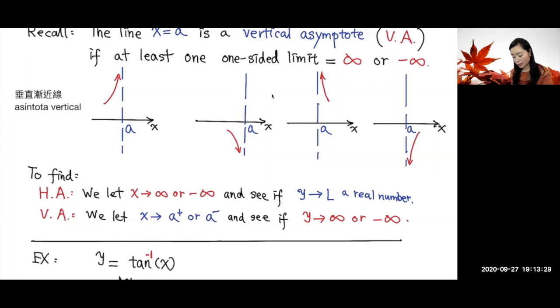You see when you compare them, you notice there's some similarity here. Over here, for a horizontal asymptote, x goes to infinity or negative infinity. And for a vertical asymptote, the y here goes to infinity or negative infinity.